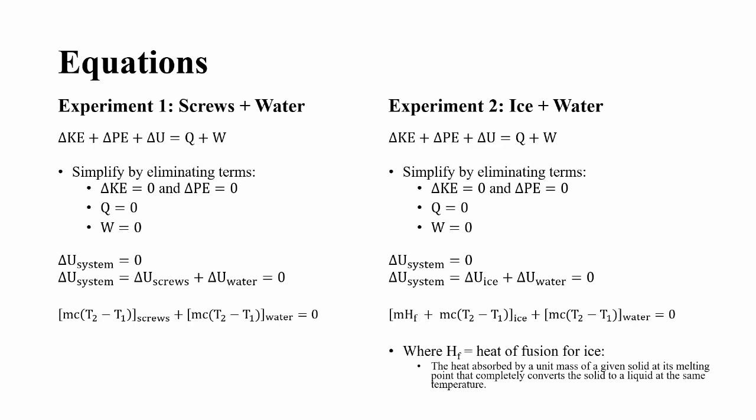In experiment 1, there is internal energy in the form of sensible energy. So we plug in the equation for sensible energy, which is mass times specific heat capacity times the change in temperature for both the screws and the water. We will do the exact same thing for experiment 2 with the ice and water. The only difference is that in experiment 2, there is a phase change when the ice melts, so we have to add latent energy to the internal energy of the ice.